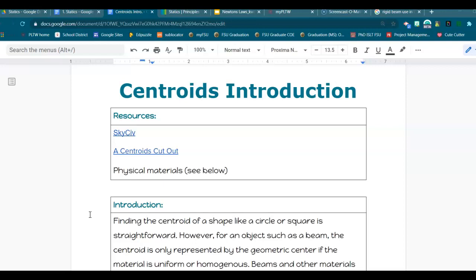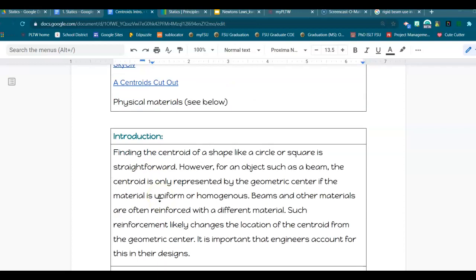Centroids is coming up at the end of the week or the beginning of next week, and we're going to look at how to find the center of an object. So we have a few things to do before we can look into it, so I want to give you an intro to that.